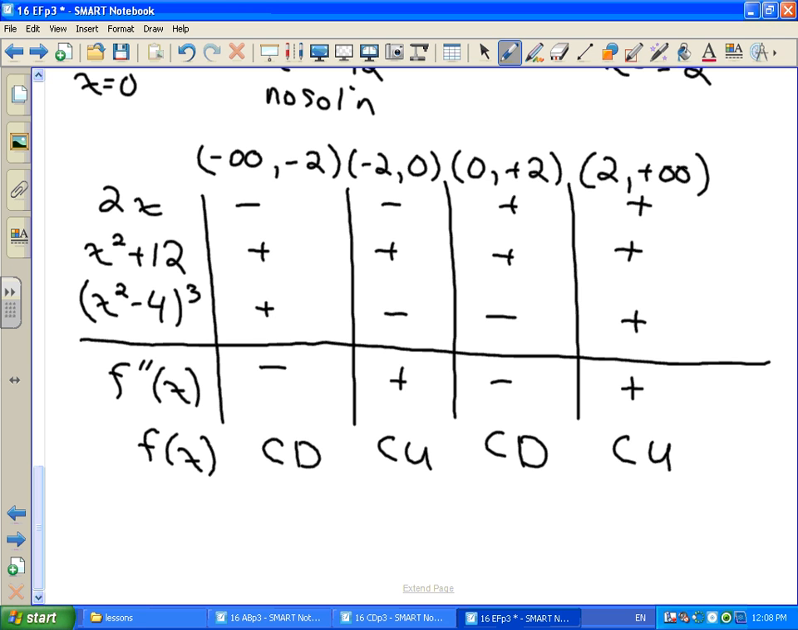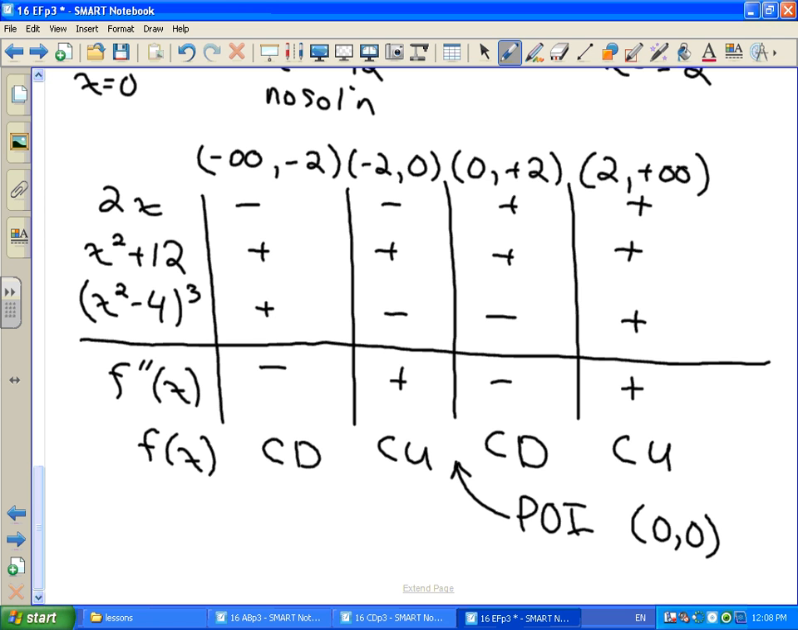Okay. So do we have any points of inflection? Well, we know that negative 2 and positive 2 are our vertical asymptotes. So we do have one point of inflection right here. That was our x equals 0, okay, at our point (0, 0).